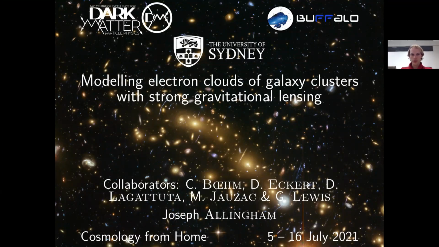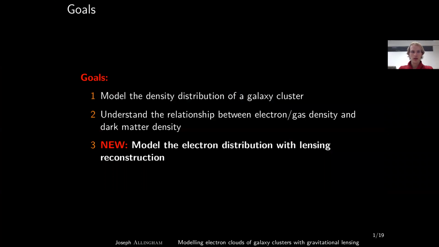I'm Joseph Allingham, a PhD student at Sydney University, and I am going to tell you how I modeled electron clouds of galaxy clusters with strong gravitational lensing. So our goals here were to model the density distribution of a galaxy cluster to understand the relationship between the electron and gas density and the dark matter density, and in fact connect the two, and to deduce the electron distribution from the lensing reconstruction.